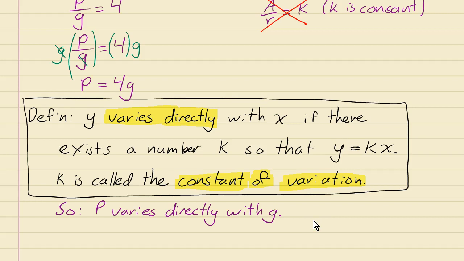Just saw an example of this with P and G. So does there exist a number k so that P equals k times G? Yes, that number is 4. So the number 4 exists and it works here. So yeah, you can say that P varies directly with G. And you can also say here the constant of variation is 4. And you could also call it $4 per gallon if you want to include units.